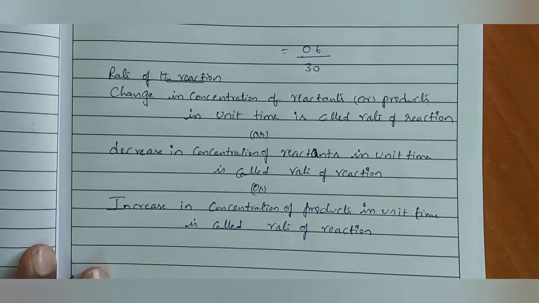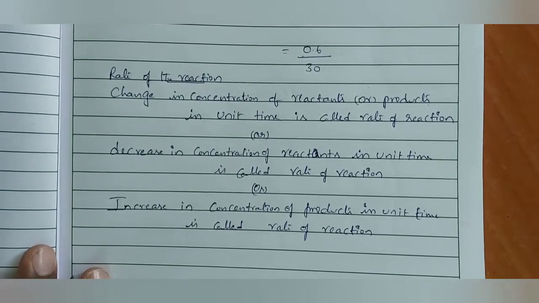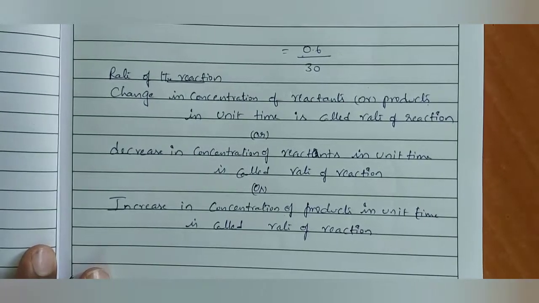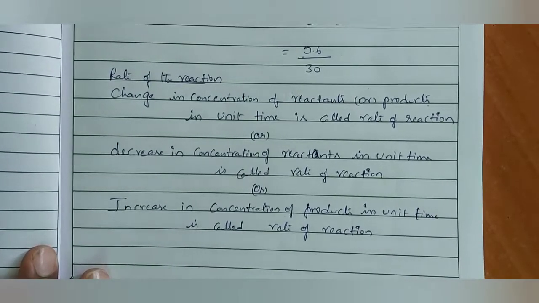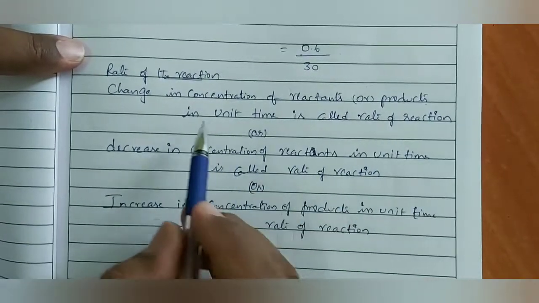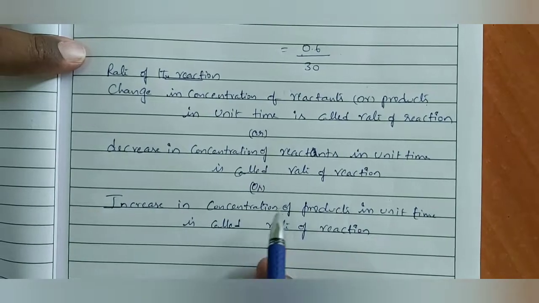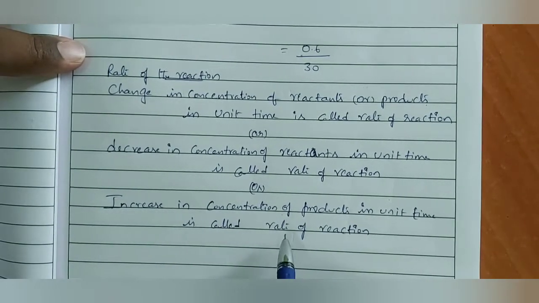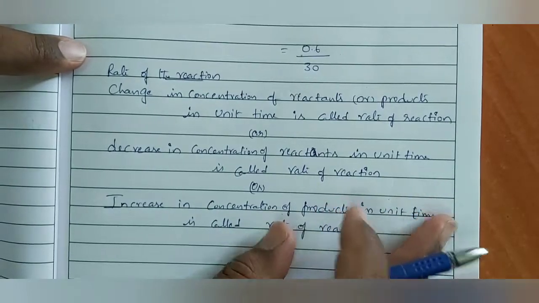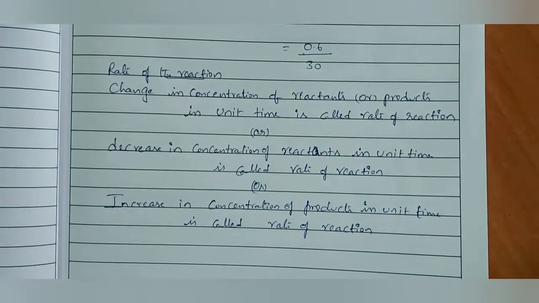Please all of you observe in what way I am teaching you. Rate of the reaction is very important here to understand the next coming chapter, chemical equilibrium. So be particular about that. All three definitions: change in concentration of reactants or products in unit time is called rate of reaction, or decrease in concentration of reactants in unit time, or increase in concentration of products in unit time is also called rate of reaction. Is it okay? This is about the rate of the reaction explanation. Now we have to go through the law of mass action.